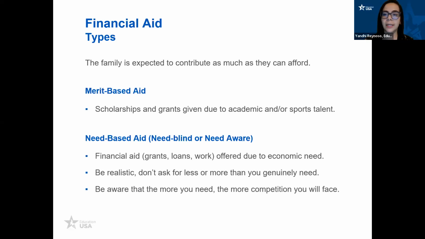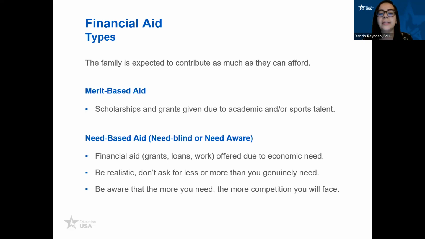Merit-based scholarships, as you see on screen and as you see on the title, are based on your merit, based on your promedio, based on your academic profile, based on your academic talent. So these are scholarships, and they are grants that are given to you. You don't need to give them back or pay them back. It's scholarship money. And also, if you are an athlete, that you play at a professional level, or that you play at a national level in a sport, then you can also be awarded a merit-based aid scholarship.